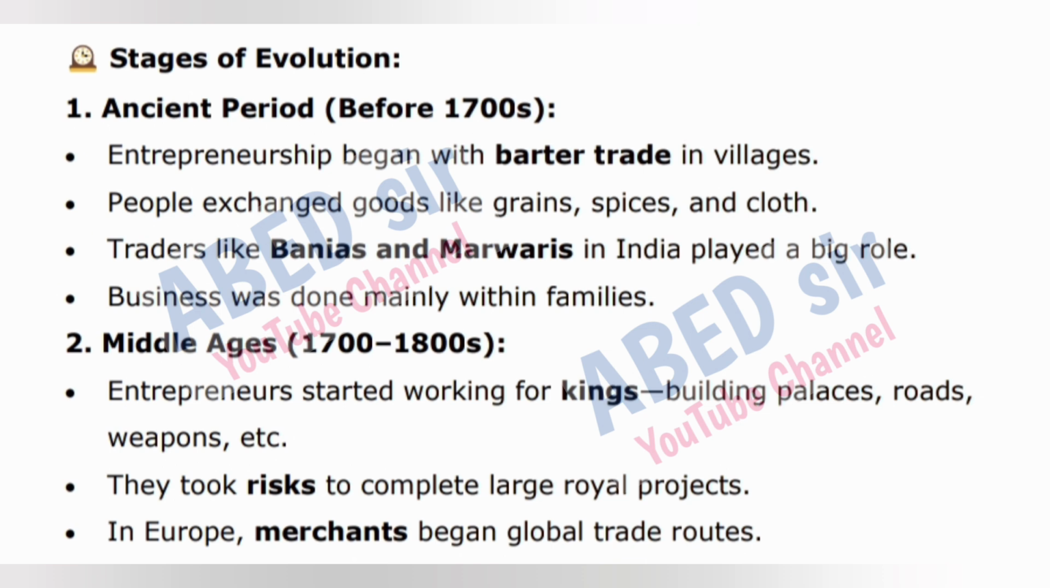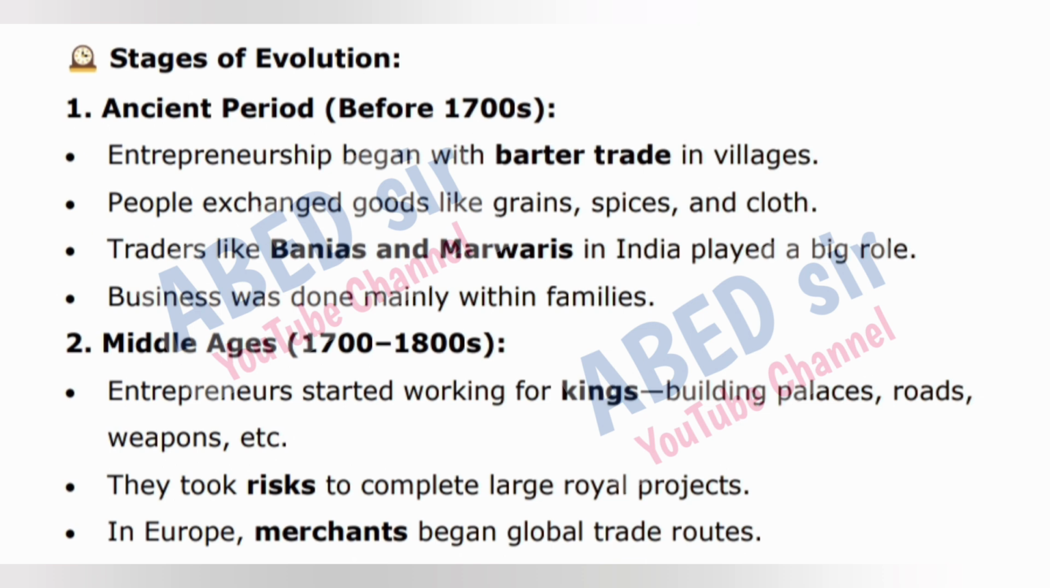Stages of evolution. 1. Ancient period, before 1700s. Entrepreneurship began with barter trade in villages. People exchanged goods like grains, spices, and cloth. Traders like Baniyas and Marwaris in India played a big role. Business was done mainly within families.